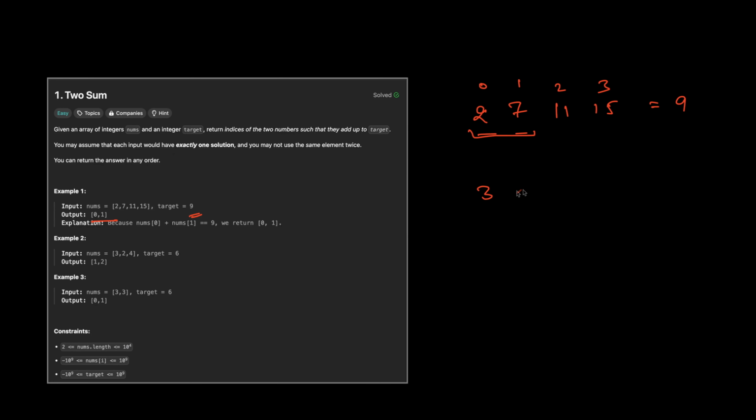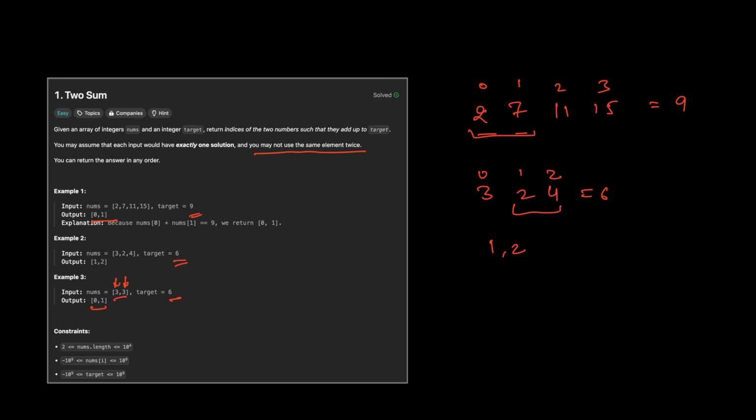Same goes with 3, 2, 4, and what we're looking for is 6. So any two numbers whose sum equals 6 is what you're looking for. From here we can see 2 plus 4 equals 6, and their indices are 1 and 2, so we'll return 1 and 2. Then 3, 3 and target 6, so both numbers are at different places. Here we also have the clause that we cannot reuse the same element twice, but these are fine because they are at different indices. So 0 and 1, and I will return that.